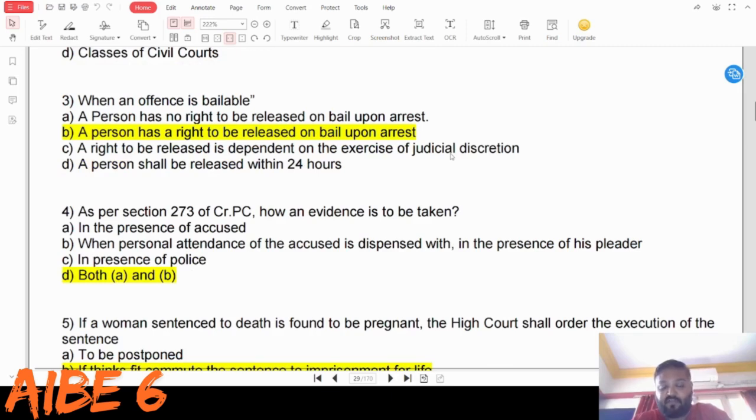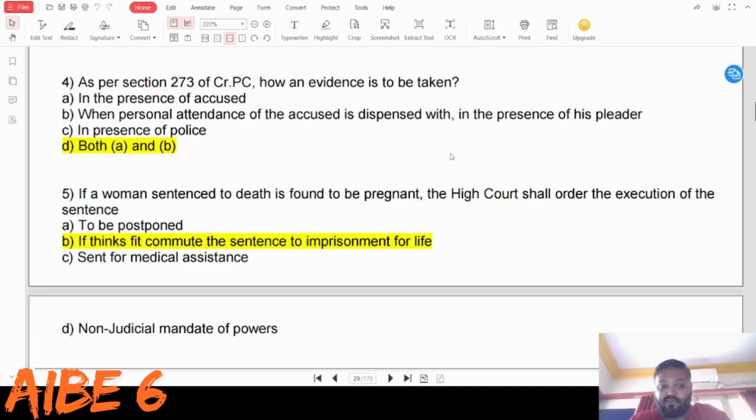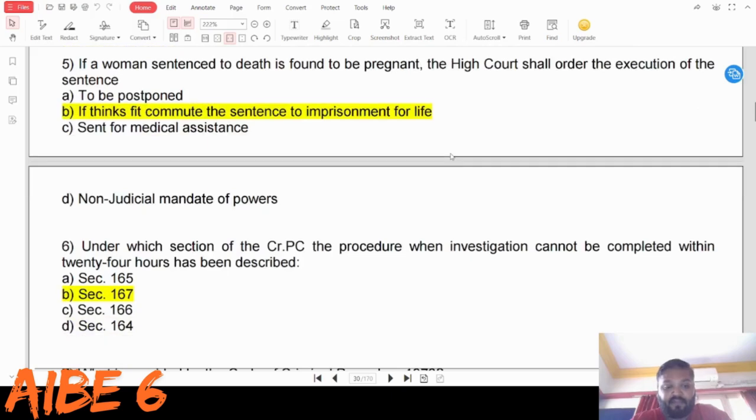As per Section 273 of the CrPC, evidence is to be taken in the presence of the accused, or when personal attendance of the accused is dispensed with, in the presence of his pleader. If a woman sentenced to death is found to be pregnant, the High Court shall order the execution of the sentence to be postponed, or if it thinks fit, commute the sentence to imprisonment for life.